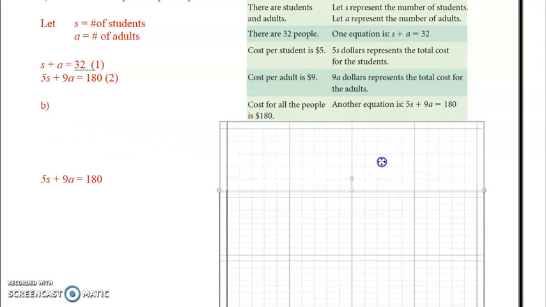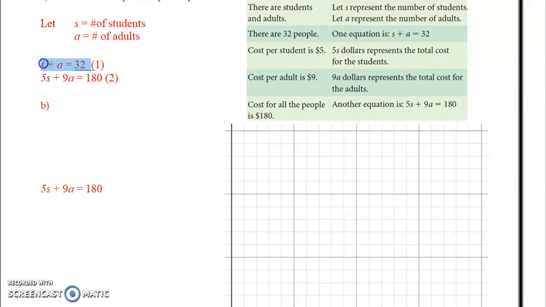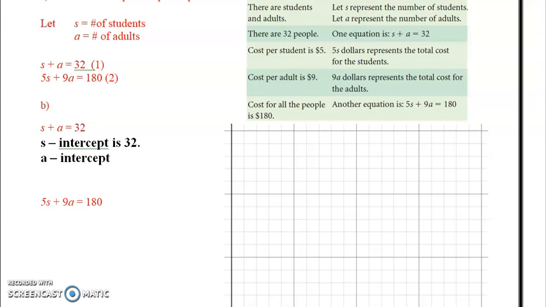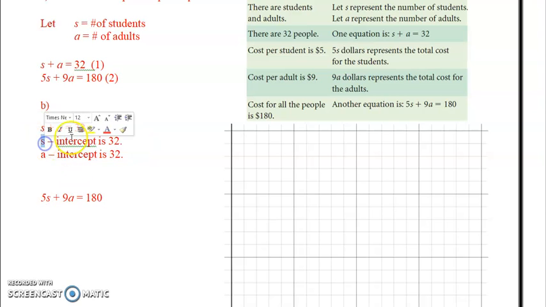Okay, let's do that together here now. So we'll do it for both equations. Like I said, this one is pretty easy for here. For equation 1, the S intercept is 32, and the A intercept is also 32, right? I graphed them before for you.